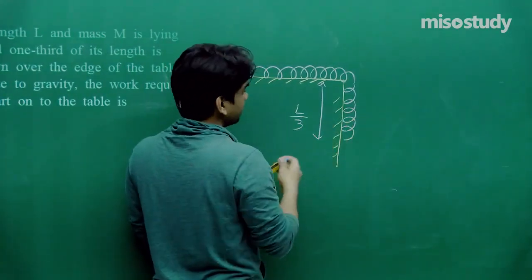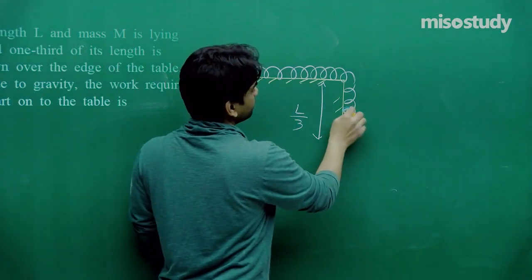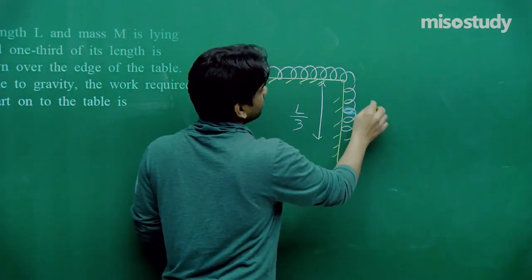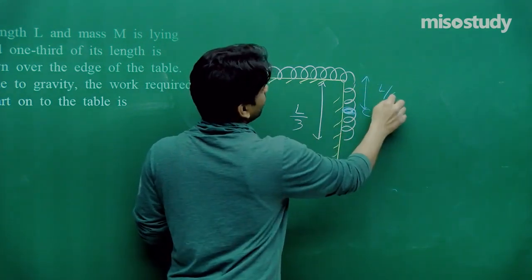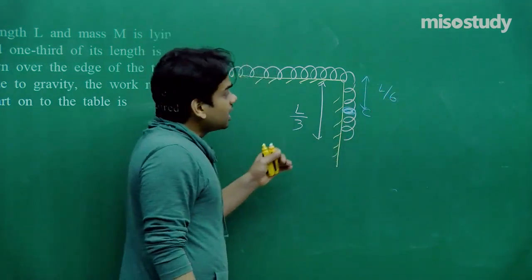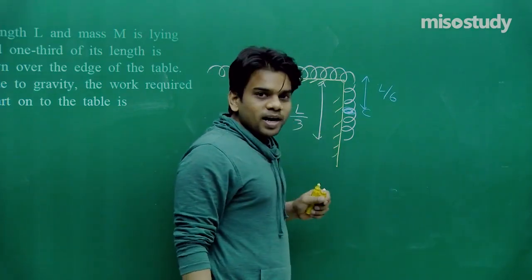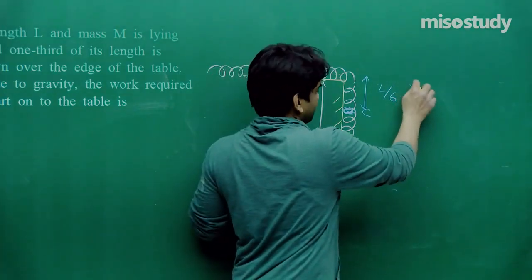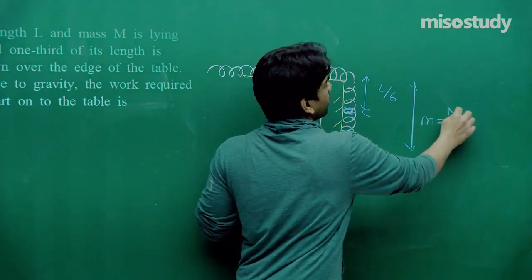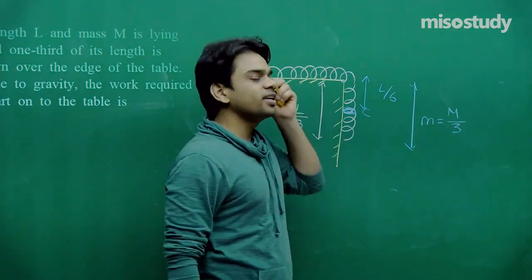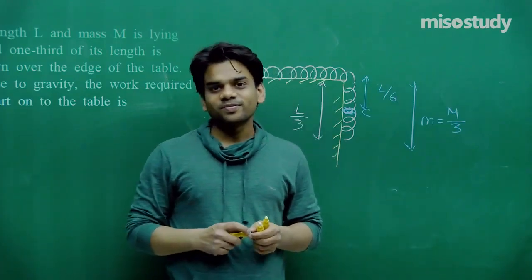For this part, the center of mass will be somewhere here. I'm marking this as C, and it will be at a length of L by 3 by 2, so L by 6. This is the 1/3 part, and its mass, if the total is M, will be M by 3. Quite easily we can find out M by 3.